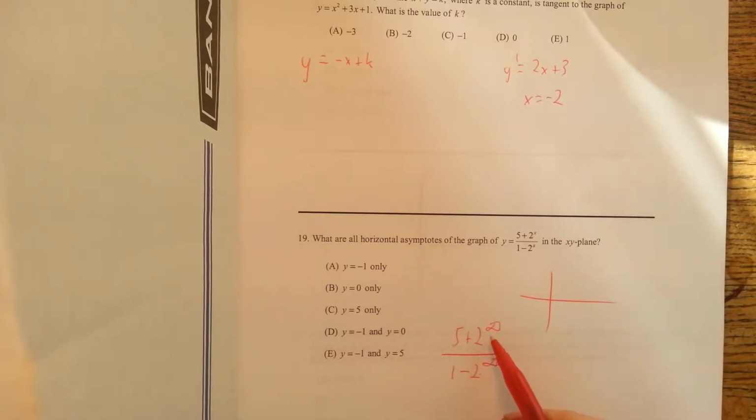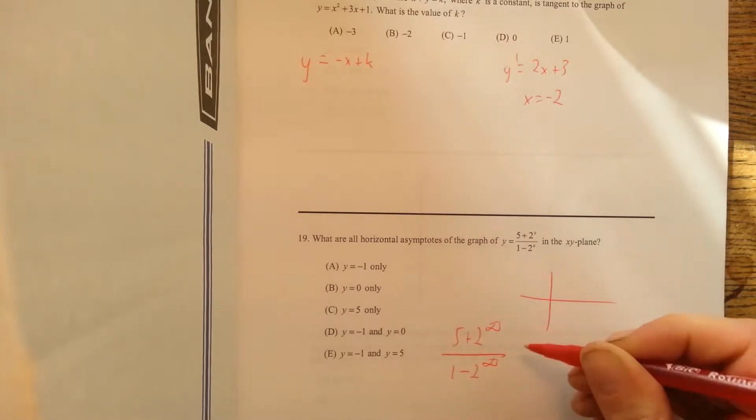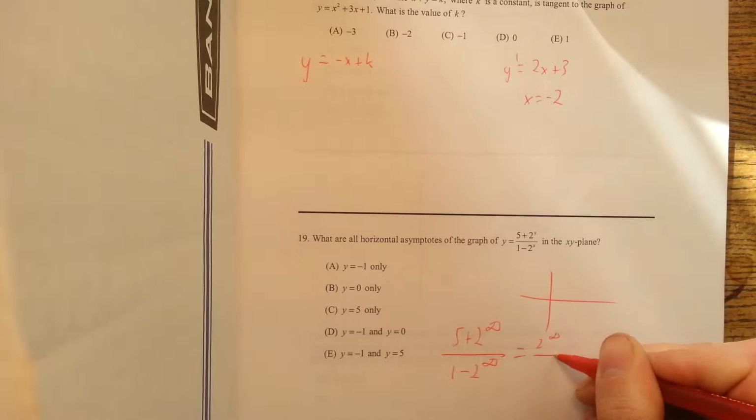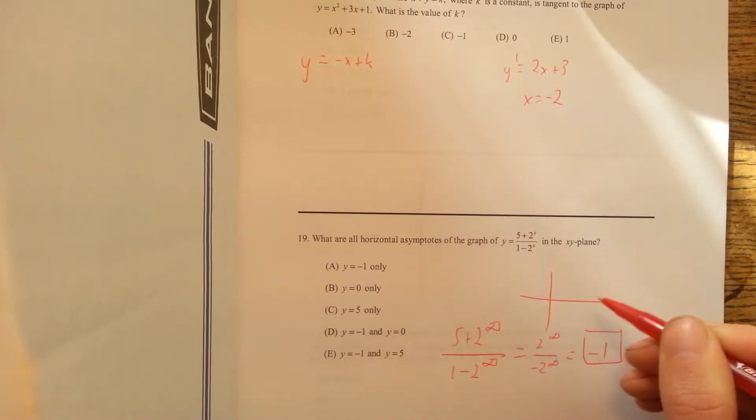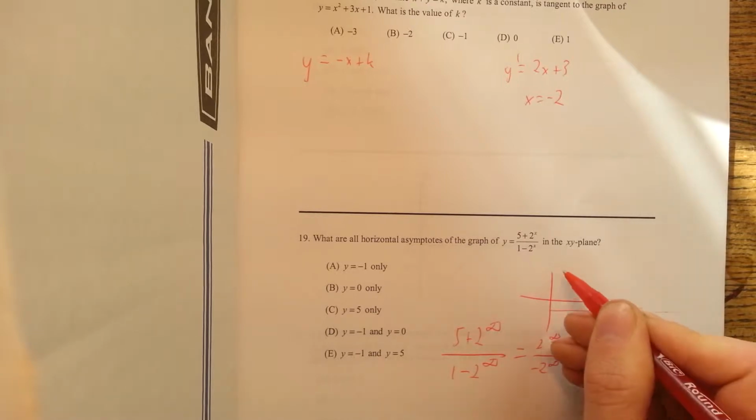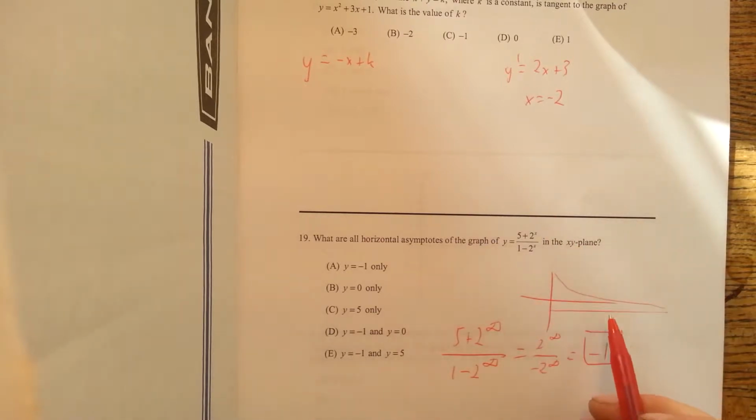Okay, 2 to the infinity is absolutely massive, so the 5 doesn't matter. Negative 2 to the infinity is absolutely massive, so the 1 doesn't matter. So this really becomes 2 to the infinity over negative 2 to the infinity, which is the same thing as negative 1. Boom. So that means as x goes to infinity, whatever the function is, it probably doesn't look like that, honestly, it's going to trend towards negative 1.